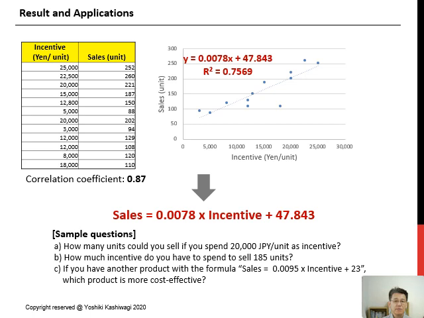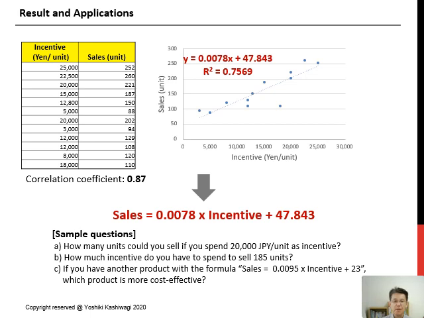So once you get this result, this formula, here are some sample questions. Try to answer these questions. The first one, A: how many units could you sell if you spent 20,000 Japanese yen per unit as incentive? This is very easy. How about B? How much incentive do you have to spend to sell 185 units? Can you calculate?